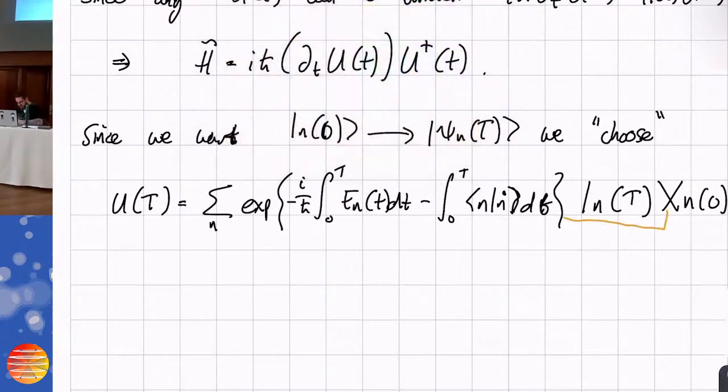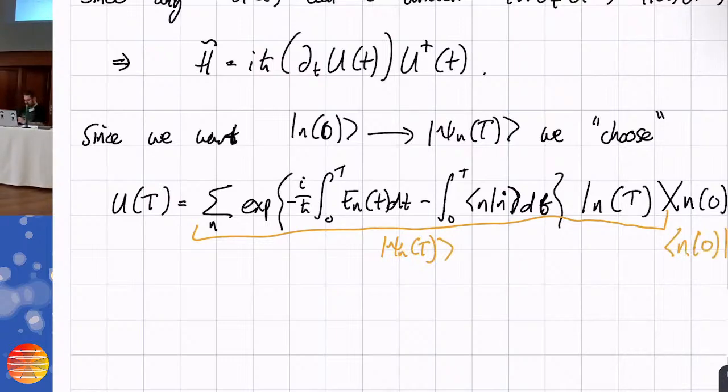This guy, that's psi n of t, from the initial state. So it just takes my initial state, and if I start in the initial state, it will just take me to the state I want. I know where I want to go, so I've just sort of by hand said, well, I know what I want to achieve. This is what the unitary has to be.